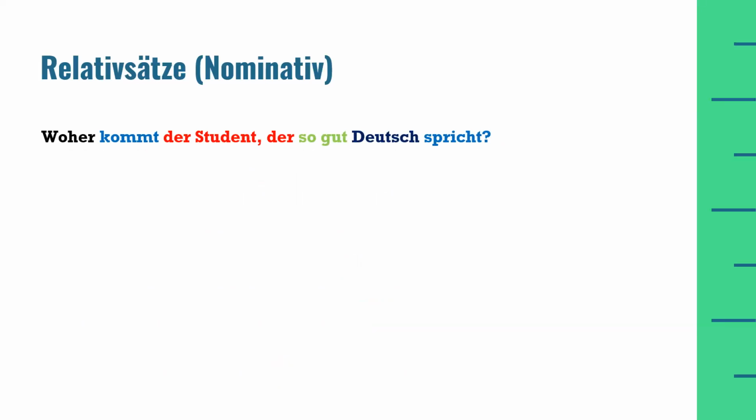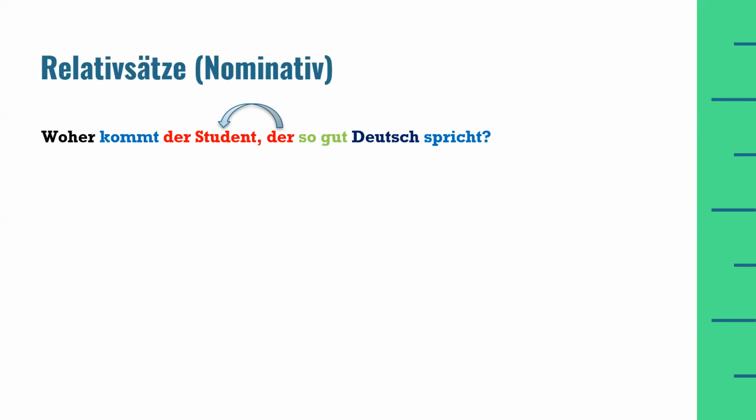Woher kommt der Student, der so gut Deutsch spricht? Where does this student come from who speaks such good German? Now, in this sentence, we are referring to the student in the Nebensatz, or in the relative sentence. Therefore, we will use the relative pronoun for a masculine noun in the nominative case, which is "der".